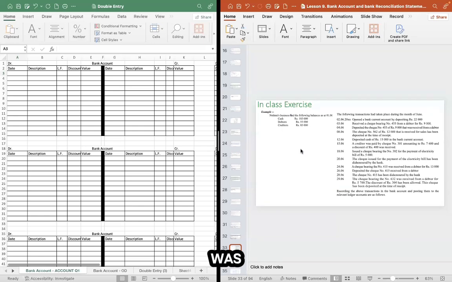Then the check bearing number 632 was received from a debtor for rupees 5,700 and discount of 300 has been allowed. This check has been deposited at the time of the receipt. So this type of questions are very important, and this covers multiple areas. Particularly, this covers the discounts as well. Okay, discounts area is covered. So let's straight away jump into the question, and let's see how we can do this.